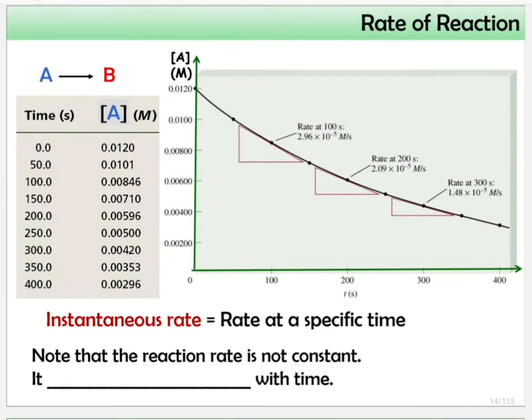Okay, so for this, I just want you to understand that the rate of reaction is not constant. Okay, dia akan berubah-ubah lah as the reactions proceed. Okay, so this is the rate of reaction at 100 second. This is at 200 second and this is at 300. So notice that the rate of reaction makin lama makin berkurang. Okay, kerana untuk H2O2, ataupun A, kat sini kita guna A, makin lama makin berkurang concentration, makanya rate of reaction will also decrease. Okay, jadi from this, note that the reaction rate is not constant. It will decrease over time.